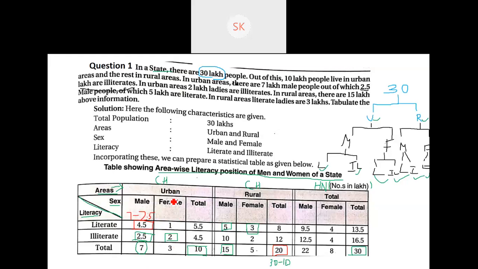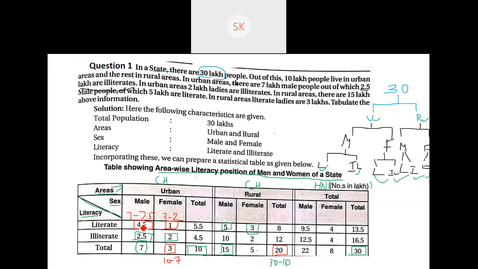Now next, coming to female. First, we will find the total of female. A total of 10 lakh people were in urban area, out of which 7 lakh were male, so 3 lakh people were female. 10 minus 7 gives me 3 lakh females. Once I found 3 lakh females, 3 minus 2 lakhs, 1 lakh females are literate in urban area. So first I have to find this 3 and then the 1. How did I get 1? 3 minus 2.